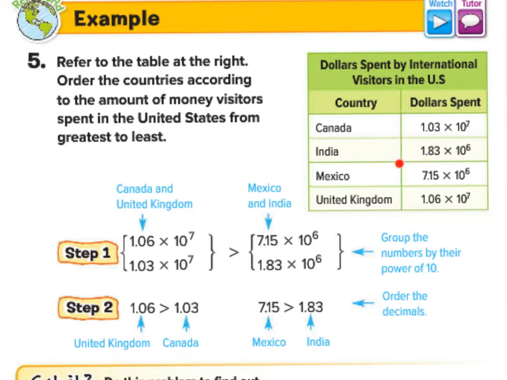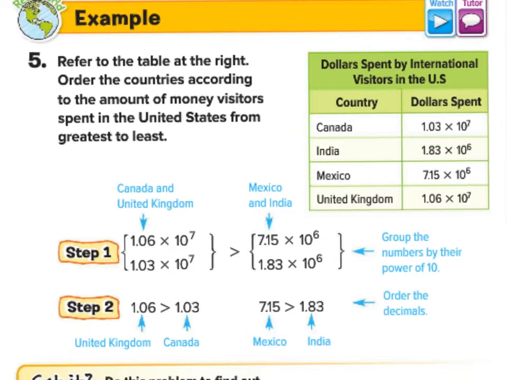If you were not able to figure it out like that, please go ahead, pause the video, and look at them again. It is also being explained here. As you can see, they're telling us how to compare Canada to the United Kingdom. We're going to compare these two because they both have the same exponent, the same power of 10. These two also have the same power of 10, but we're just comparing the number between 1 and 10.